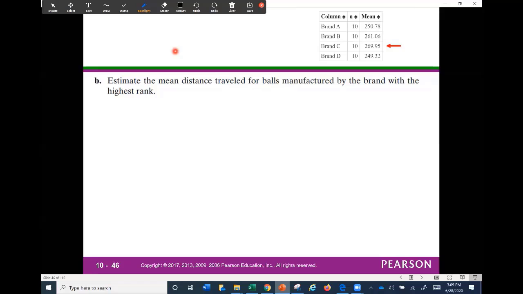Let's construct a confidence interval for the distance that this ball travels when it's hit by the robot iron. Remember, we studied this in chapter 7. The confidence interval is constructed using a t-student distribution, and the confidence interval for the true mean for all the population of brand C is a value close to 269. It's approximately 270, but let's construct the confidence interval for this value.